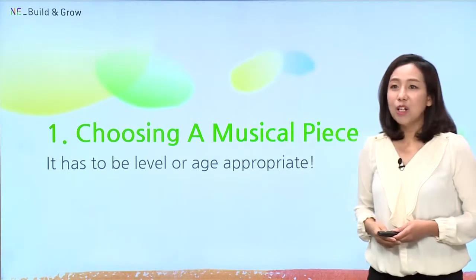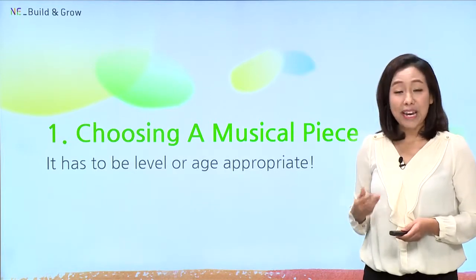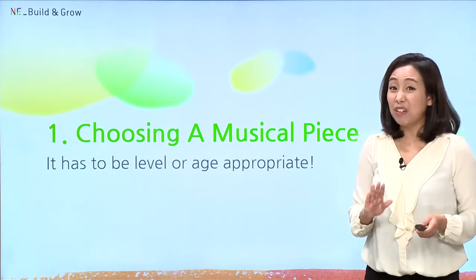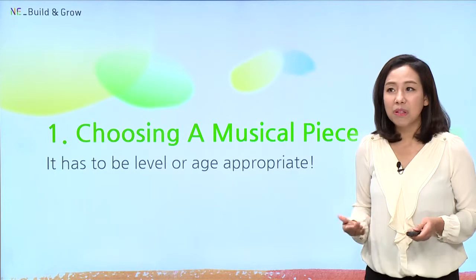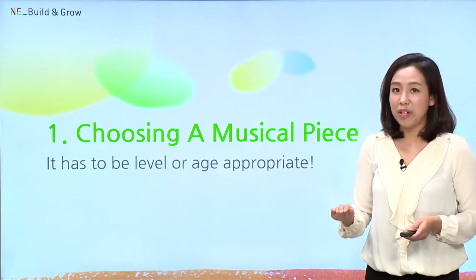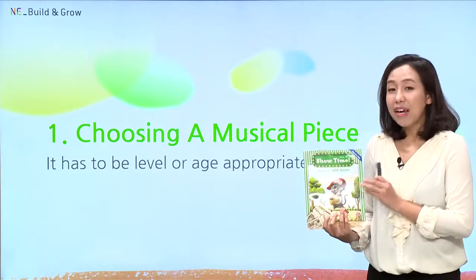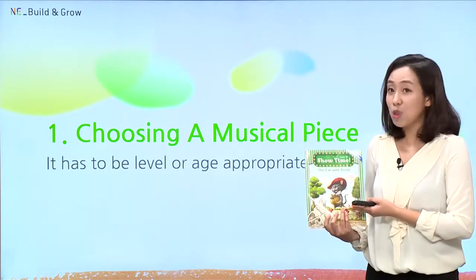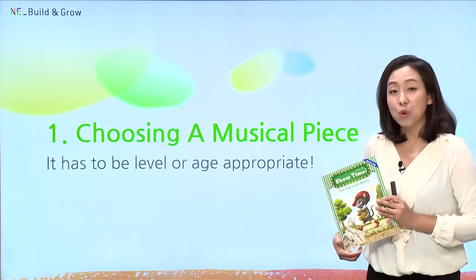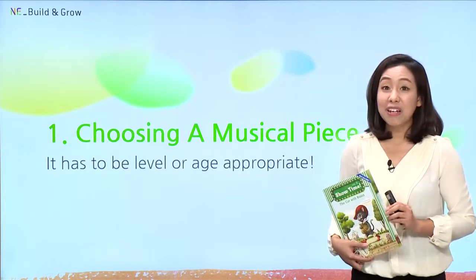Let's go to the first one, choosing a musical piece. It has to be level appropriate or age appropriate. So if you are going to have kids who are age 8 or 9, you don't expect them to play Miss Saigon, right? So you have to give them a musical that suits their age. For example, Showtime's The Cat with Boots, it's much better if you give them to second or third graders because it's easier for them to understand the story and to also say the lines perfectly without committing any mistakes.